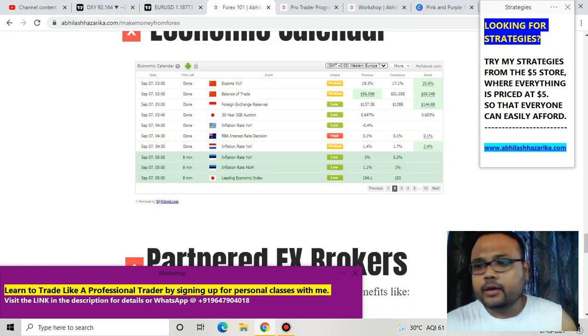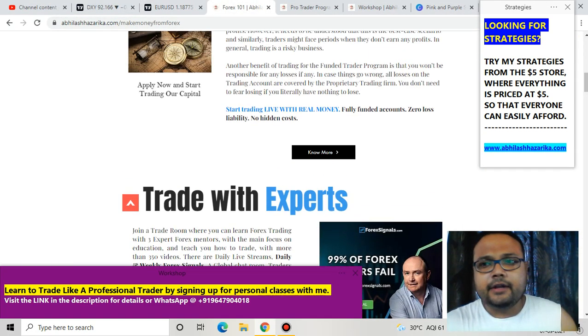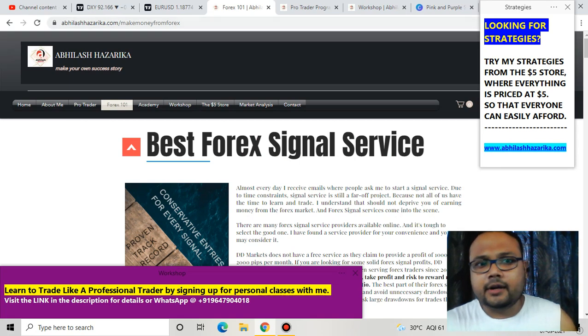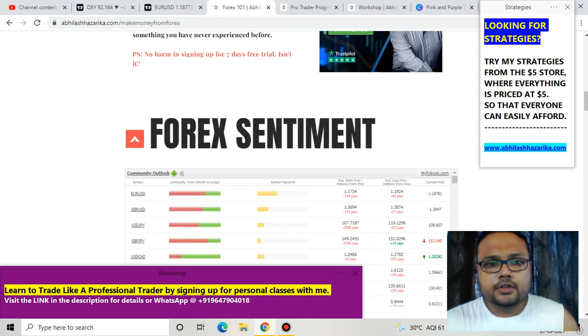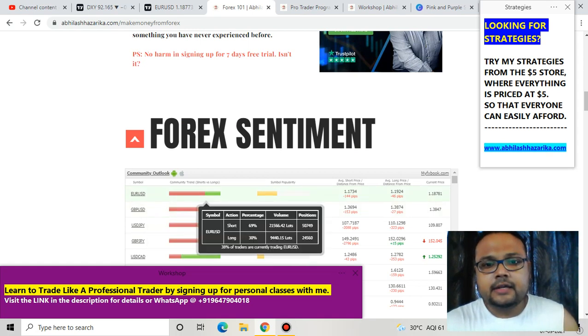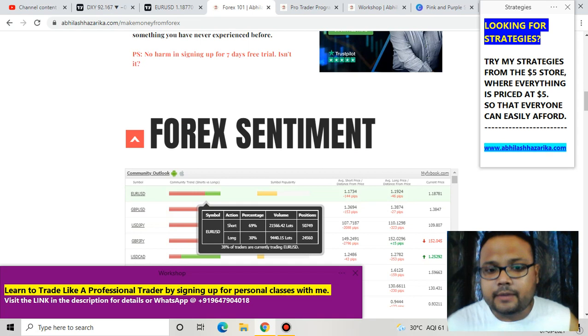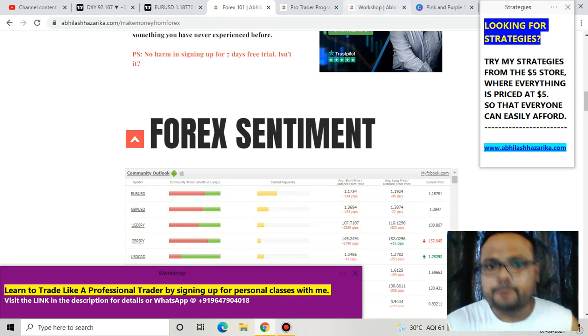Okay, and if you look at the Forex sentiment meter here, you'll find a Forex sentiment meter on my website avilashhazarika.com under the Forex 101 section. In the Forex sentiment meter, you can see that 69% of retail traders have taken short positions and 30% of retail traders have taken long positions.